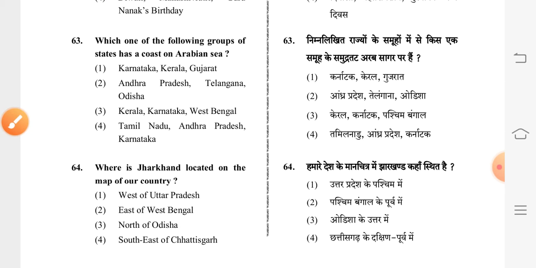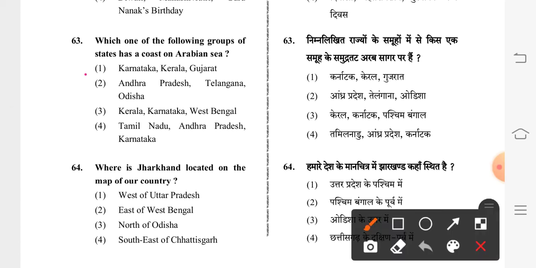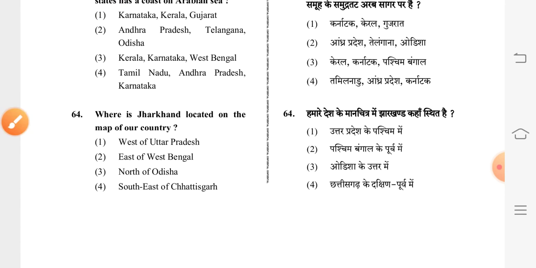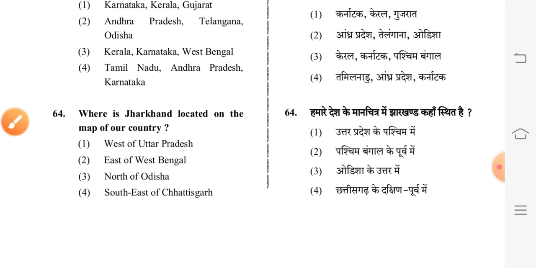Question number 63. Which of the following groups of states has a coast of Arabian Sea? First option is correct. Karnataka, Kerala and Gujarat. Question number 64. Where is Jharkhand located on the map of our country? Third option is correct. North of Odisha.